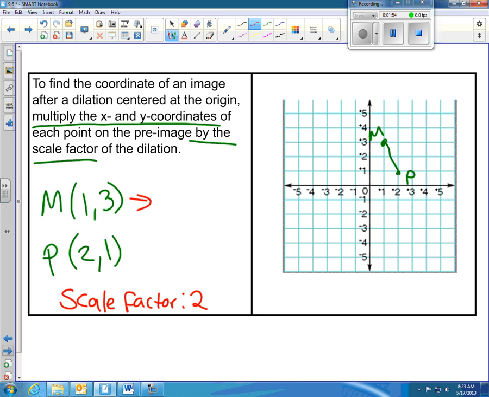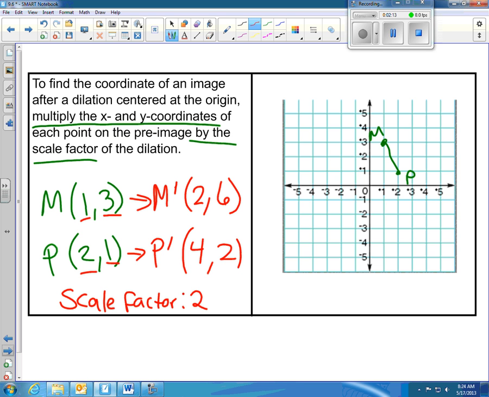So for our new point, M prime, we're going to multiply each coordinate by 2. So 1 times 2 is 2, 3 times 2 is 6, and that's our new M coordinate. Let's do it for P, also P prime. 2 times 2 gives us 4, and 1 times 2 gives us 2. Let's graph our new line. M is over 2 and up 6, so this is M prime, and P prime is over 4 and up 2. That now has a scale factor of 2.